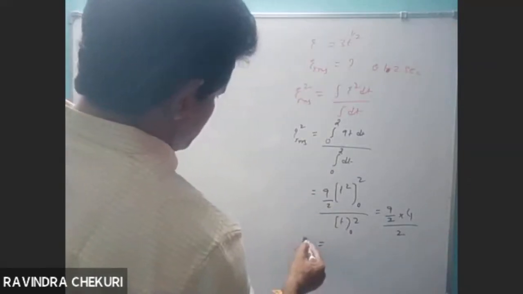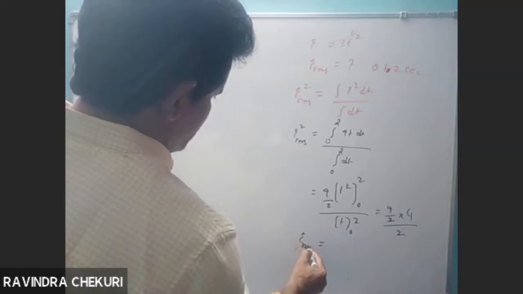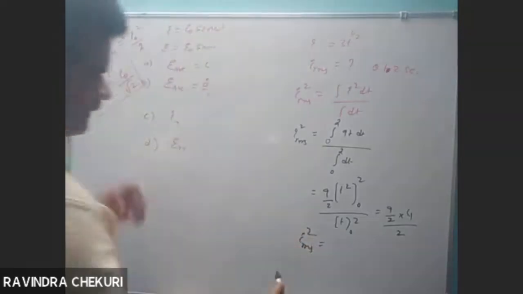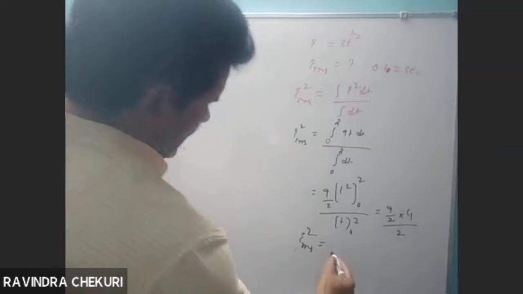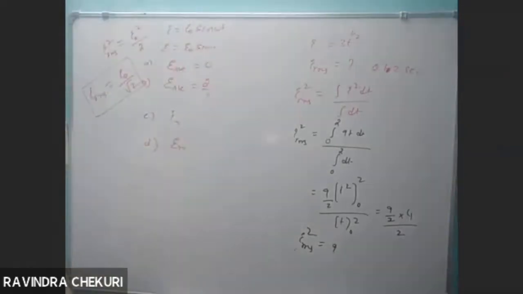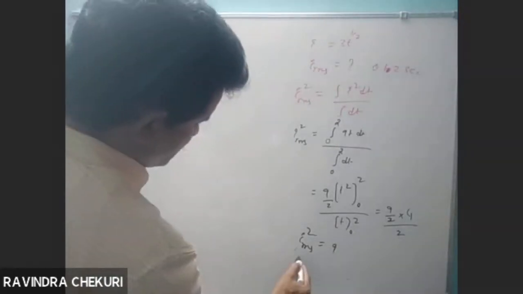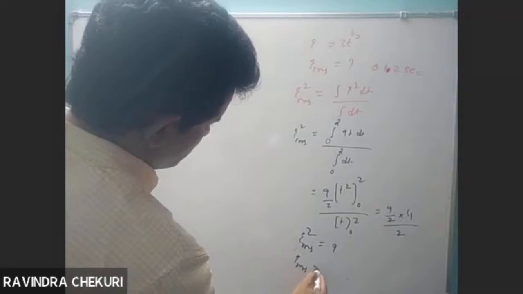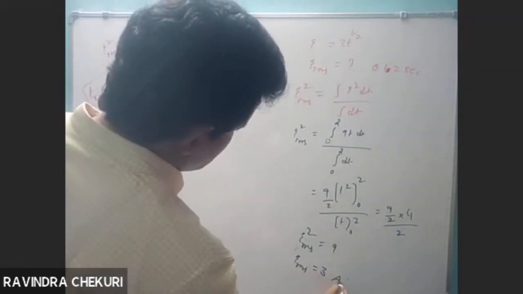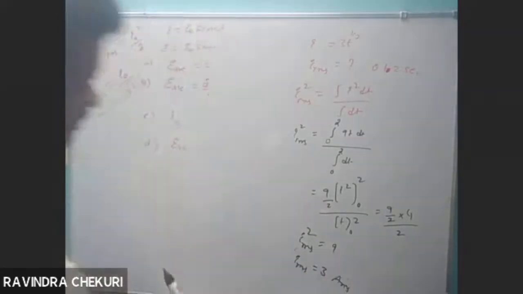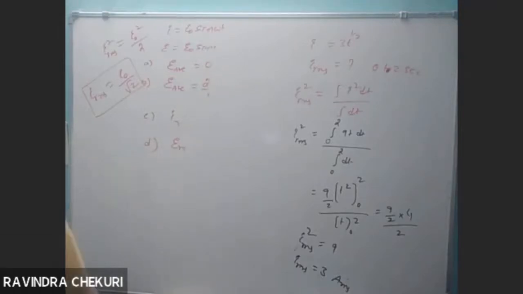So IRMS square is equal to 2 into 9, that is 18 by 2, so 9. IRMS is equal to 3 amperes. So it means IRMS is equal to 3 amperes.